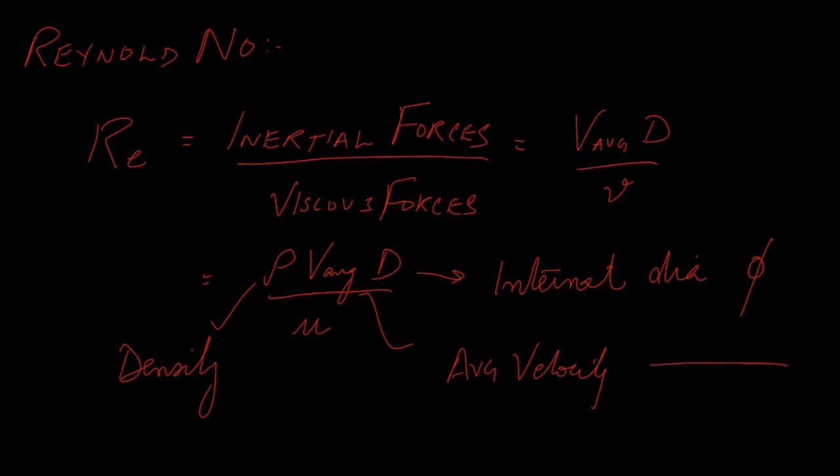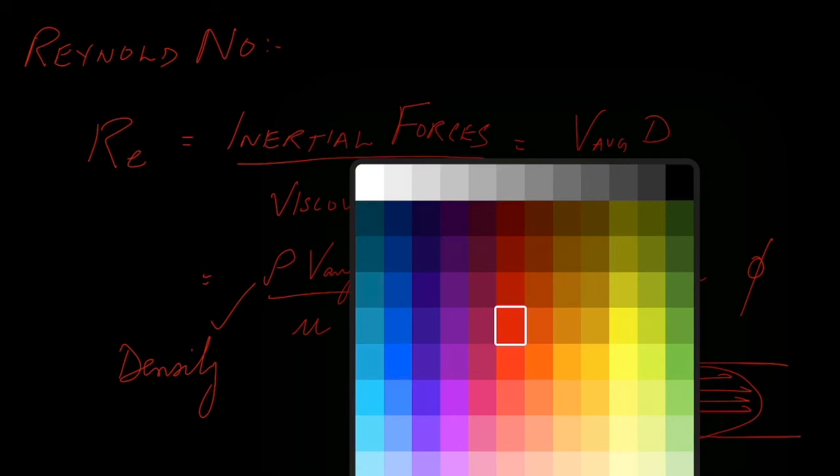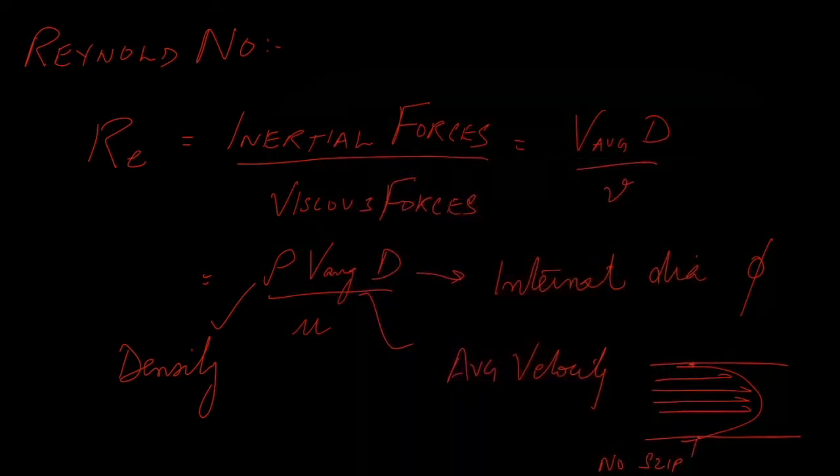Remember that we have got a pipe, and when we have got motion, then the velocity profile looks like this because of the no slip condition. Here the velocity is considered to be zero because of considering the frictional effect. So the velocity profile looks like this. So what we do is basically we take the average, V average.